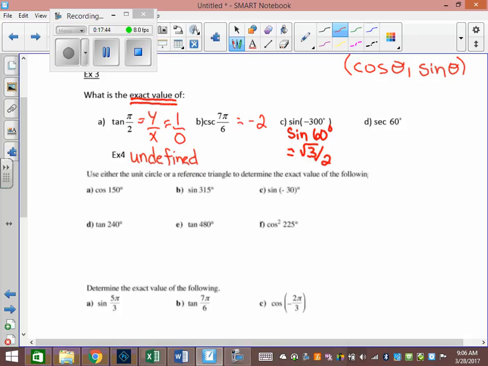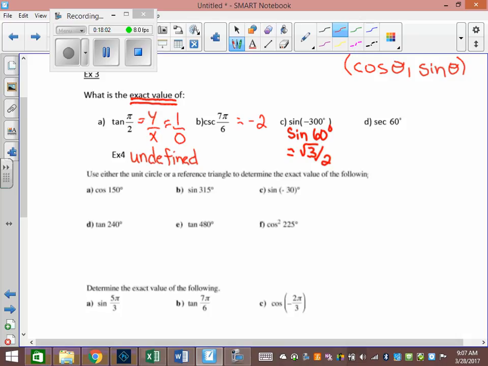So you could check all of your answers by plugging it into your calculator, getting the decimal, and seeing if it matches. But these are exact values off your unit circle. You don't have to check them. They're there, right? Secant is the flip of what? The reciprocal of what?